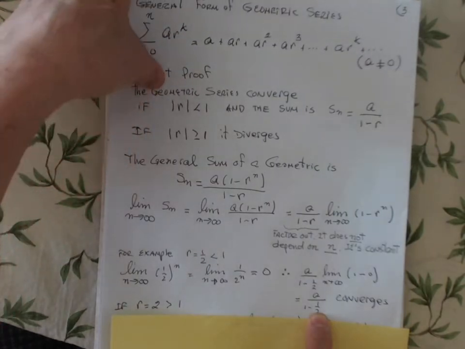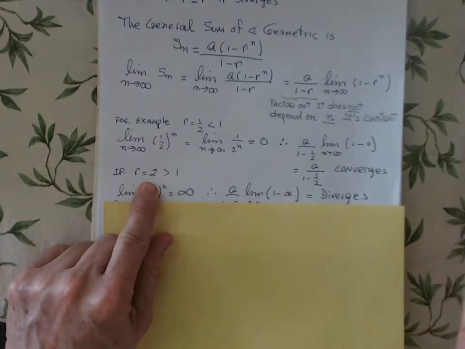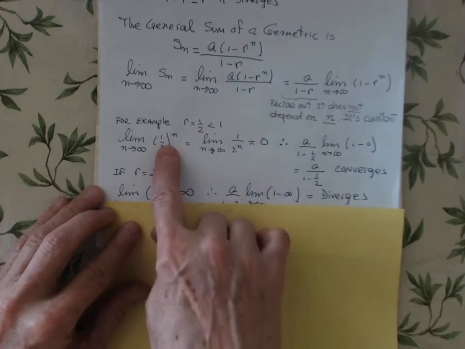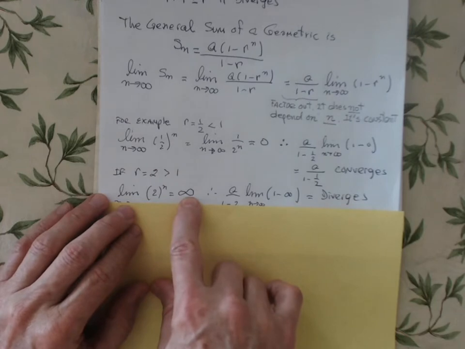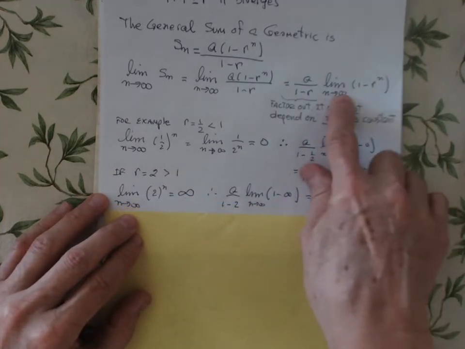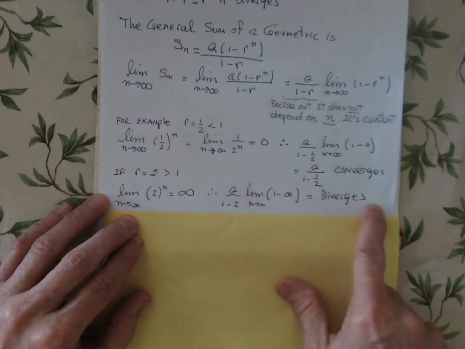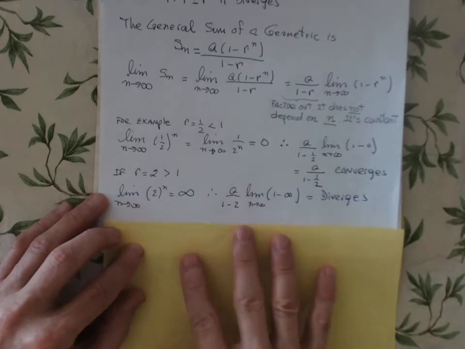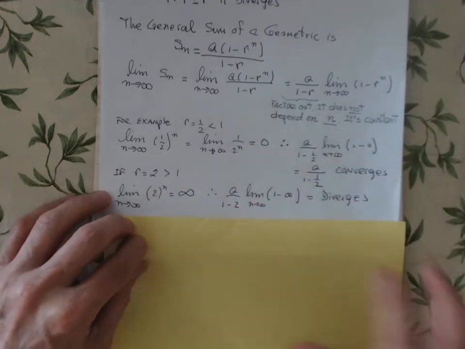Now, if r is greater than 1, it could be negative 2. I picked 2. I do the same thing here as I did with 1/2. It goes to infinity. So when I plug it into this particular expression, I get infinity. Well, that diverges. A number times infinity is going to diverge anyway. 1 minus infinity is going to be infinity anyways. So here's a proof showing you with one case or two cases.